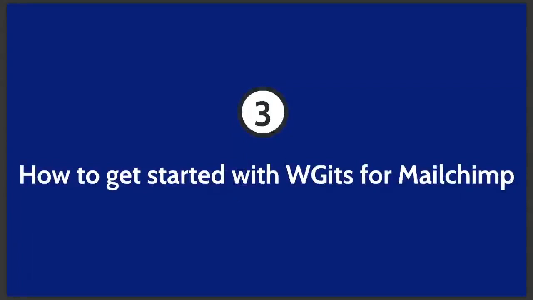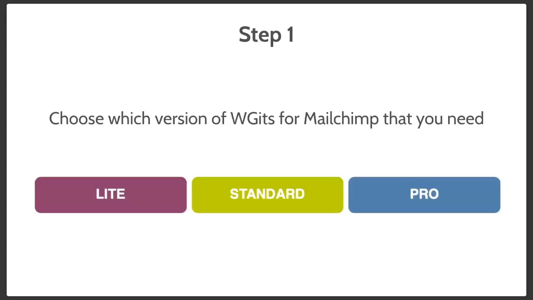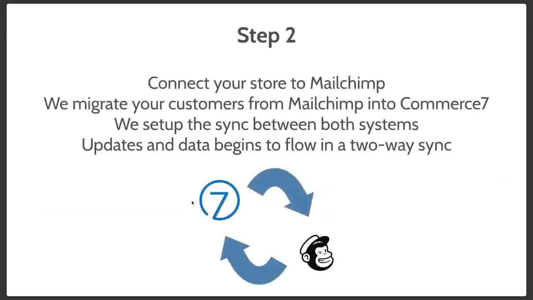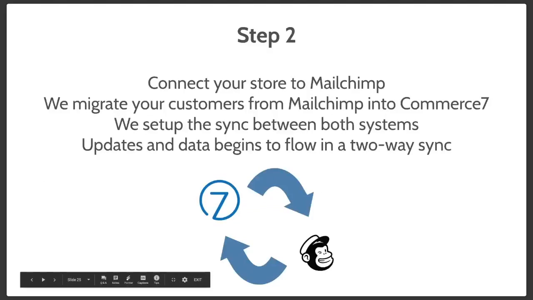Now, what's the first thing to do to get started with this integration? Well, we like to keep things relatively straightforward, so we broke it down into two main steps. Step one, choose which version of widgets for Mailchimp that you need. And we provide, like you see here, a light, a standard, and a pro edition. So what's involved in these editions? Well, let's talk about step two for a moment.